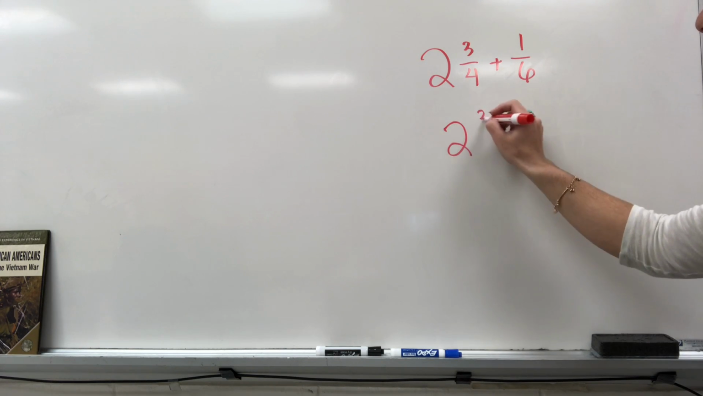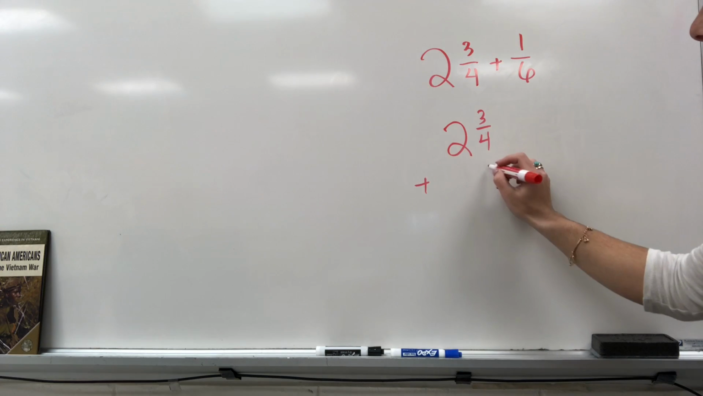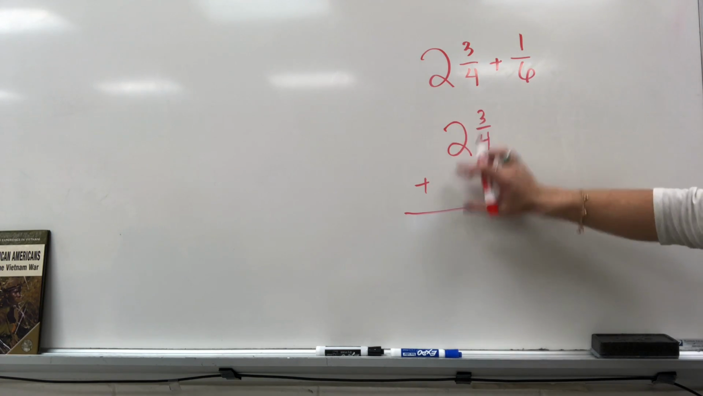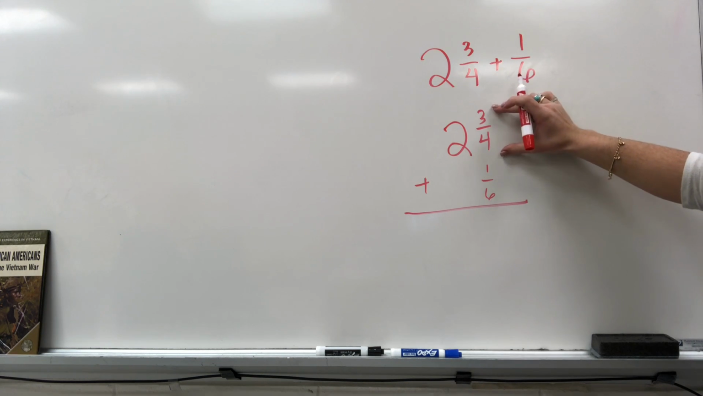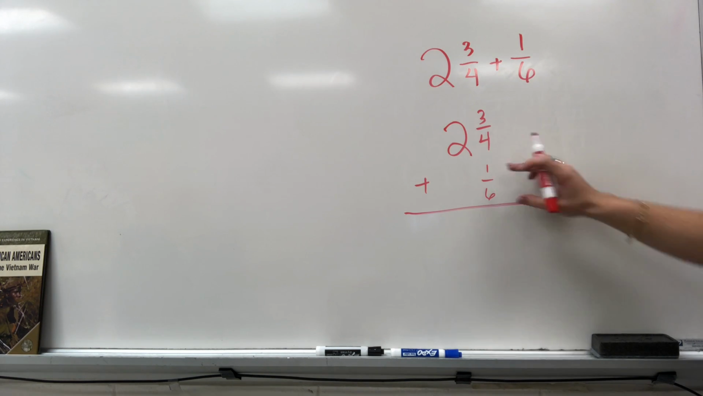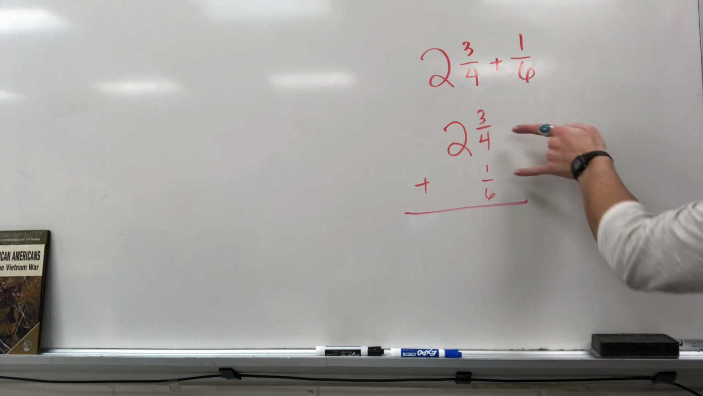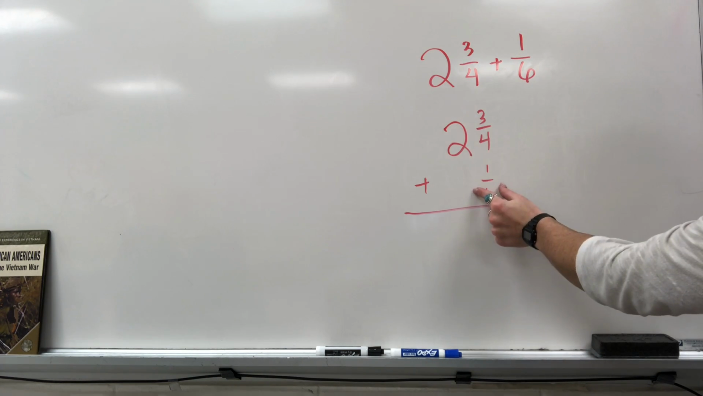So it is 2 3/4 plus 1/6. Notice that I've lined it up by place value. So I have my whole numbers, which is 2 and nothing, and my fractions 3/4 and 1/6. Now you can add by place value. You could add your whole numbers first, find your common denominator, and add your fractions.